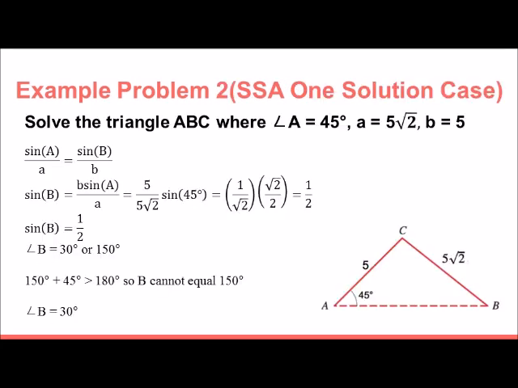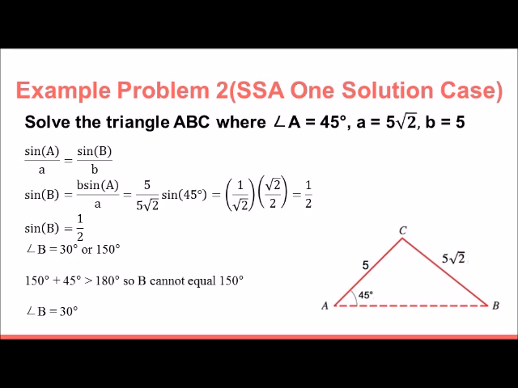In this problem, we will cover the side-side-angle, one solution case. Imagine we have a problem like this. Solve the triangle ABC where angle A equals 45 degrees, side a equals 5 root 2, and side b equals 5. We will use the law of sines to solve for angle B first. With a little algebra, we can come to the conclusion that the sine of B equals 1/2, so B equals 30 degrees or 150 degrees.